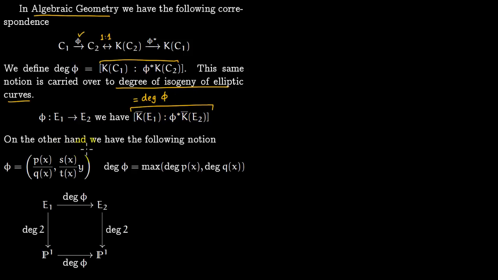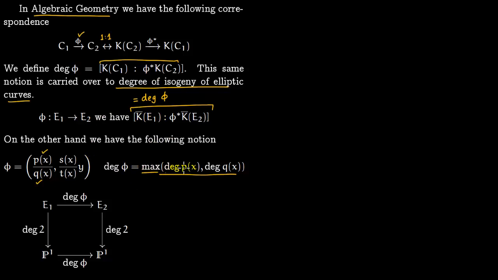But we have been saying till now that if this phi is given as a rational map like this, (p over q, s over t times y), then the degree of this isogeny is precisely the maximum of the degree of the numerator or the degree of the denominator of this first fraction. So we want to show that this notion is the same as this notion.